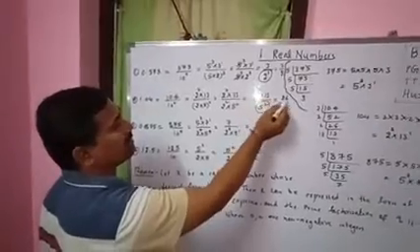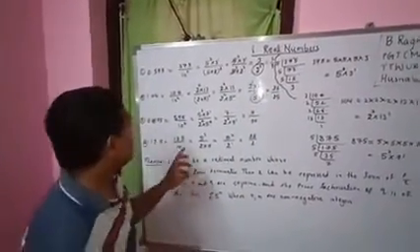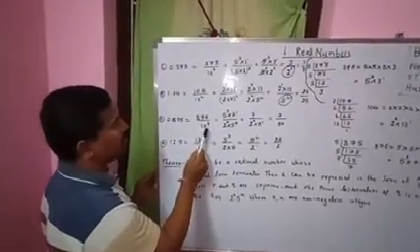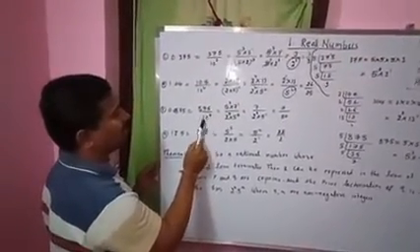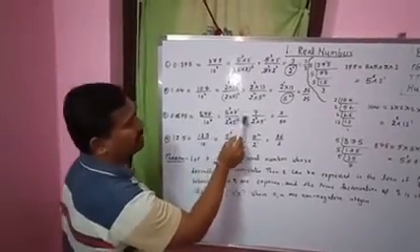2 times 13 is 26. 26 and 25 are co-primes. Now let us see 875 by 10 power 4. 10 power 4 can be written as 2 into 5, that is 2 power 4, 5 power 4. 875 can be written as 5 cube times 7 power 1.